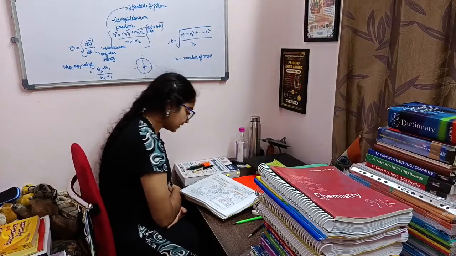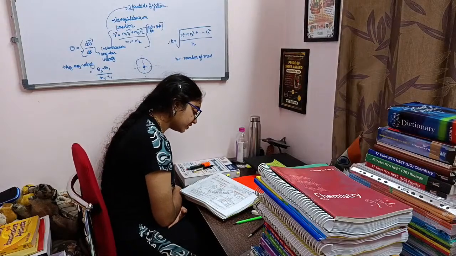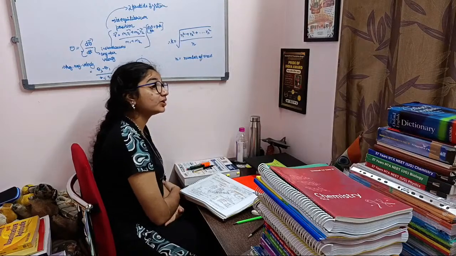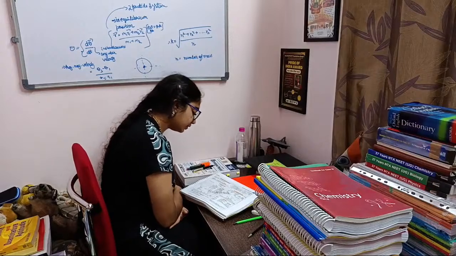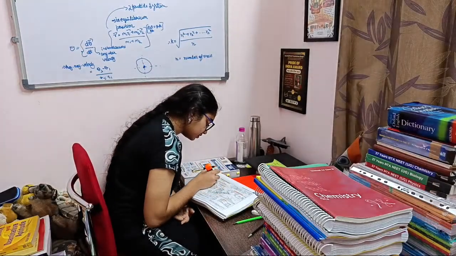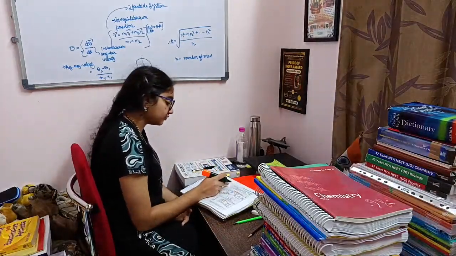Next, minute volume. Minute volume is tidal volume into respiratory rate, that is, tidal volume 500 into 12, where 12 means 12 to 16 times per minute in a human. This is important; they sometimes ask for the calculation of it.